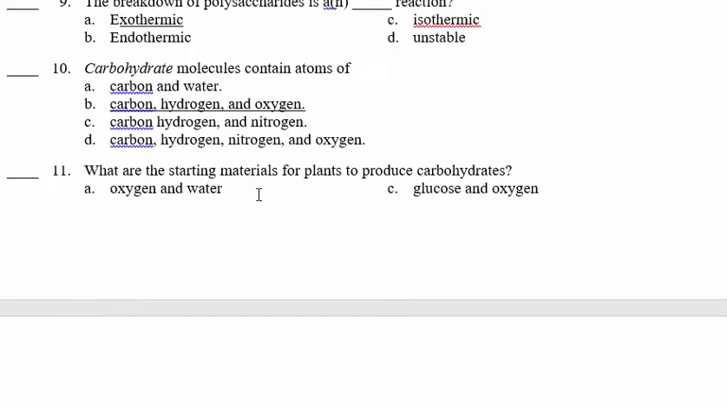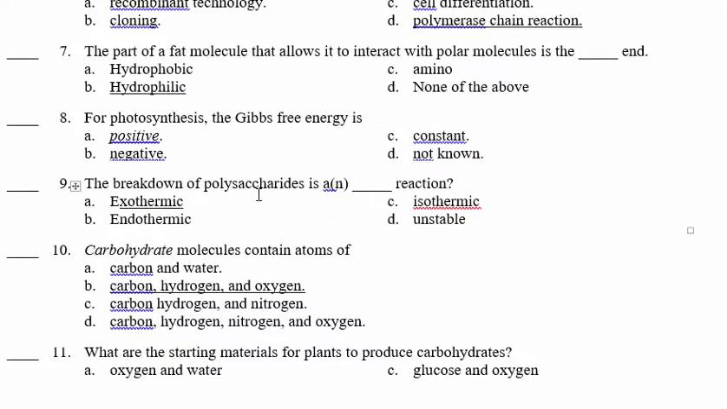Number 7, the part of a fat molecule that allows it to interact with polar molecules. Polar molecules means that it's like water. So 2 parts of the fat. Hydrophobic means that it's afraid of water, so it will not be this part. And hydrophilic is the part that can deal with polar molecules such as water. And of course, it's not amino, because the amino is mainly present in proteins.